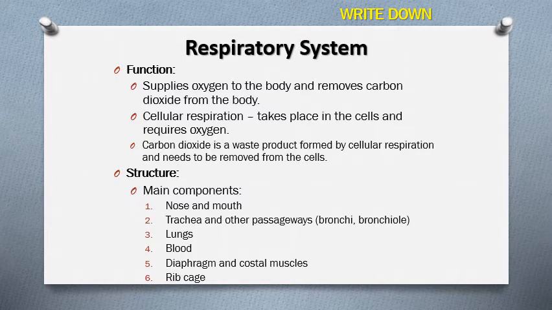We have the lung tissue themselves, the right lung and the left lung, which we've already discussed briefly. We have the blood. The blood is necessary to transport oxygen to the rest of the body, as well as remove carbon dioxide and transport it back to the respiratory system to eliminate it.